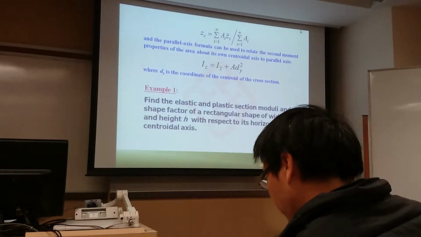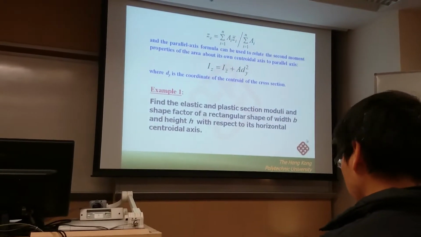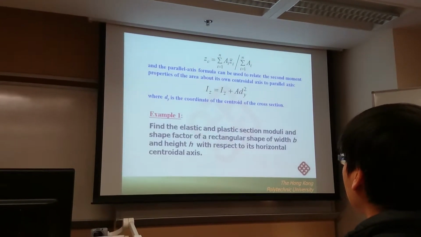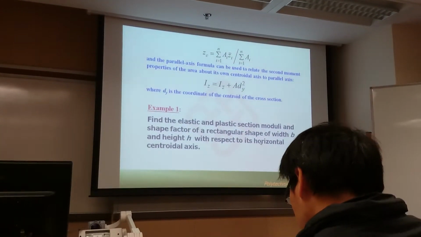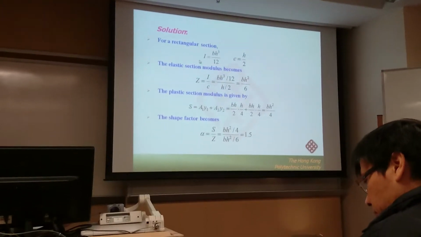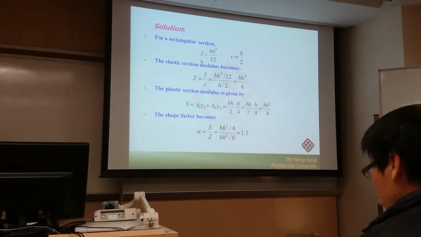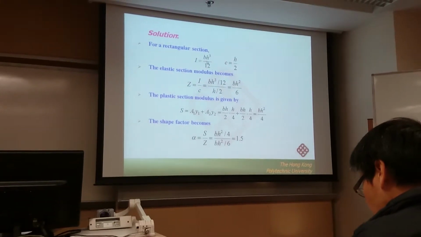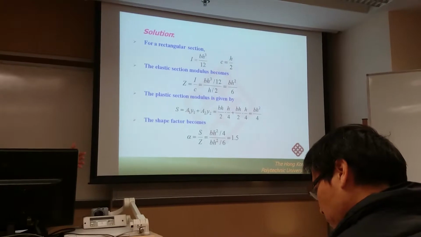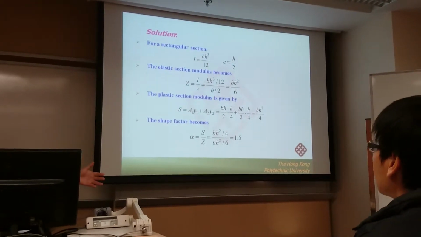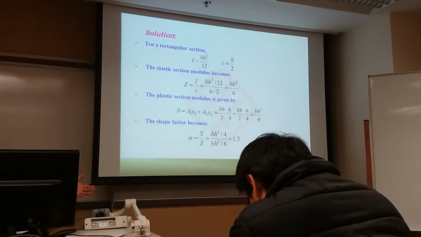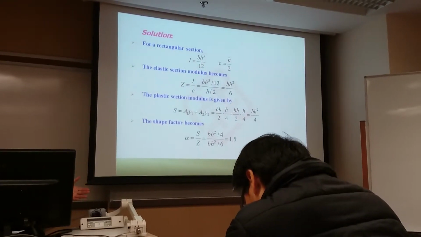If I have time, I would like to show you one example. Okay, we still have time to show you one example. This example is again for the rectangular cross-section. We know the second moment, because the section is symmetric, so in this case, the equal area axis is the same as the neutral axis. So we don't need to distinguish between the neutral axis and the equal area axis.